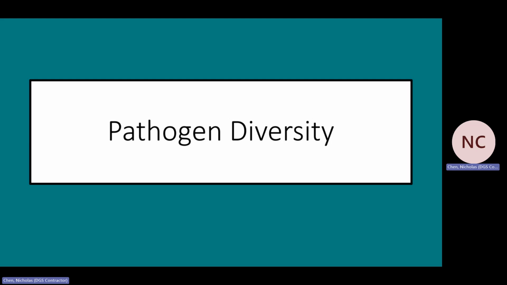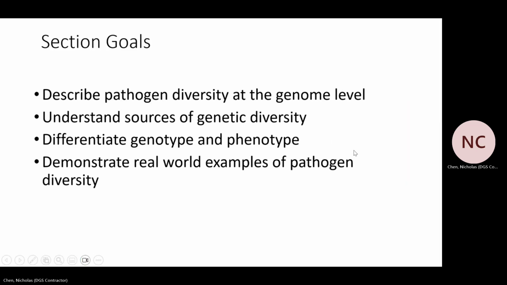And in this section, I'll be providing an overview of pathogen diversity, how it arises, and its connections to genomic epidemiology. The goals for this section are to describe pathogen diversity at the genome level, understand sources of genetic diversity, differentiate between genotype and phenotype, and demonstrate real-world examples of pathogen diversity.